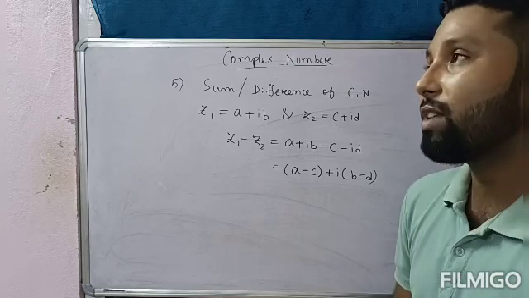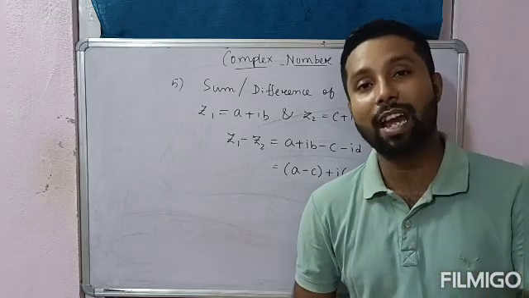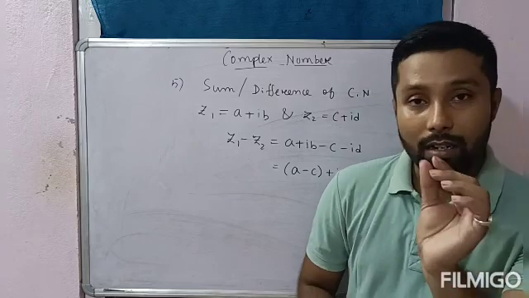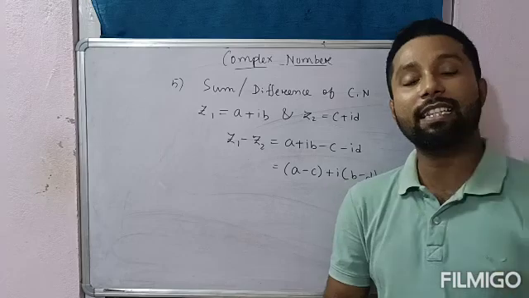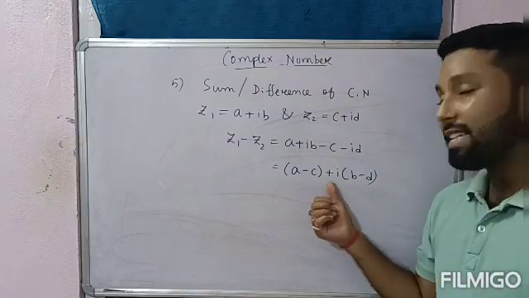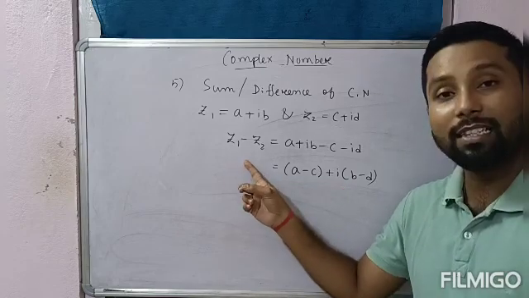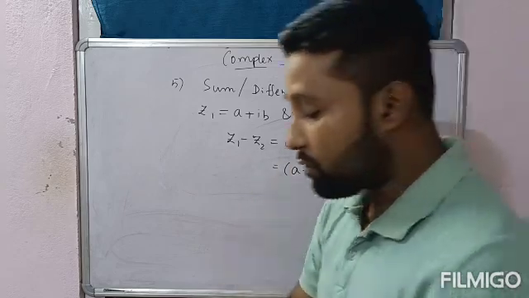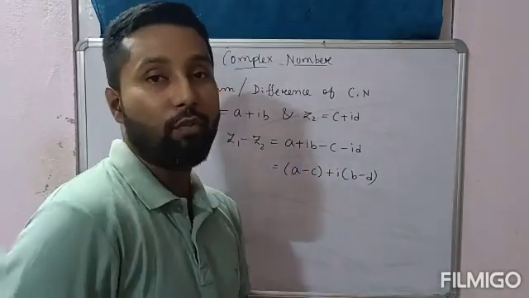So whenever you are asked to write the imaginary part, listen, one important point I am telling. Whenever you are asked to write the imaginary part of any complex number, then don't write the number with i. सिर्फ i का कोएफिशिएंट लिखने से ही होगा. Okay, like here I have written a minus c plus i into b minus d. तो इसका imaginary part क्या होगा? z1 minus z2 का imaginary term क्या होगा? Only b minus d. Don't write i into b minus d. Okay, just we need to write the coefficient of i.